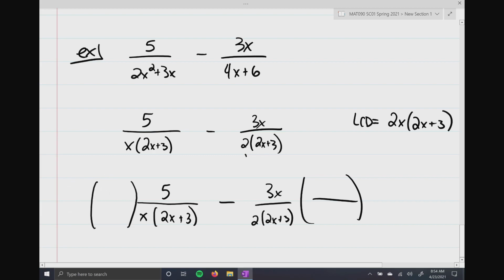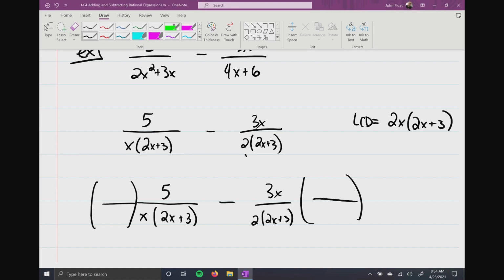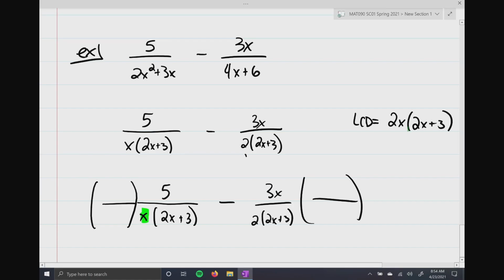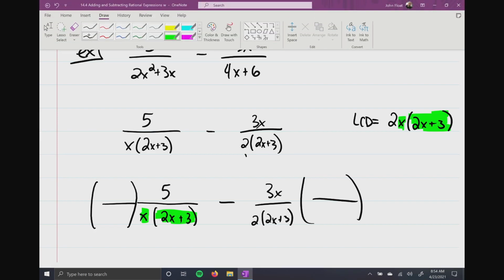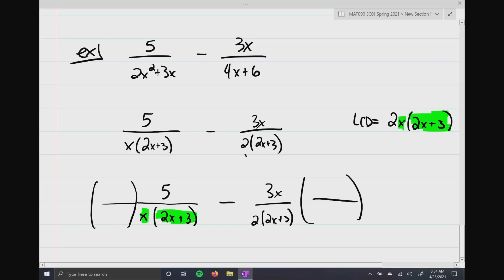Here's what I'm talking about. I'm going to use my highlighter. I got an x. I got an x. I got a 2x plus 3. I got a 2x plus 3. The only thing in my LCD that I do not have highlighted is going to be the 2 over 2. So that's what I need to multiply the first fraction by. So give me a second. 1, 2, 3, 4.